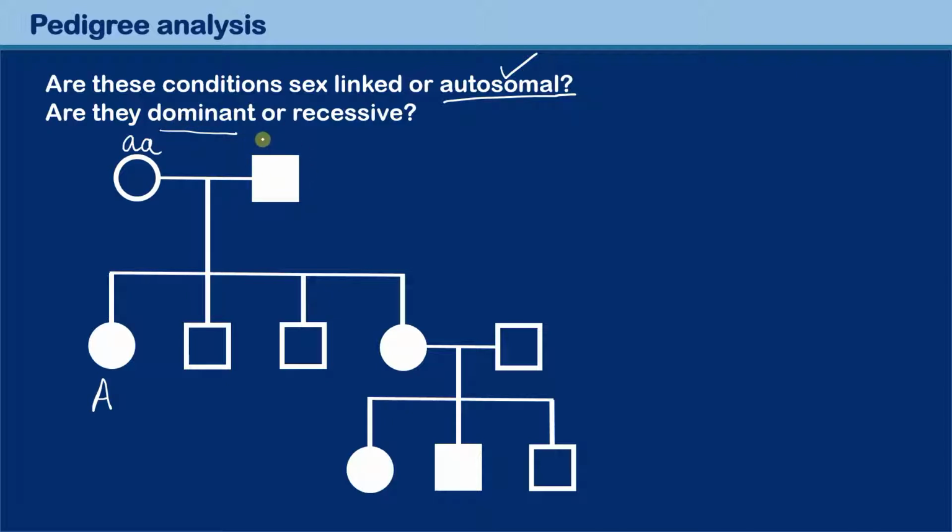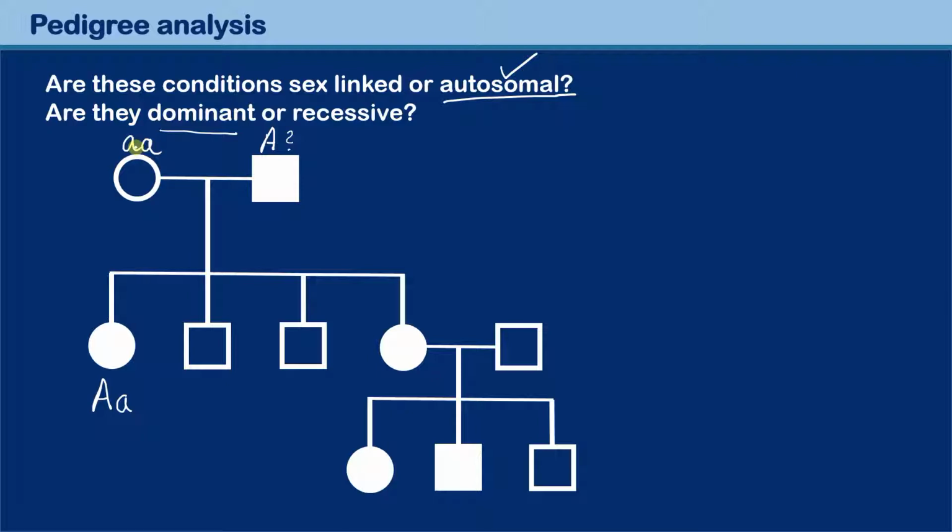The father over here must have a capital A dominant allele, because he's affected, and he inherited that allele to his daughter. And the mother, who is not affected, then must have inherited her lowercase a also to the daughter. So this works. We do not know anything about the second allele over here, not yet at least. Let's try to find this out.